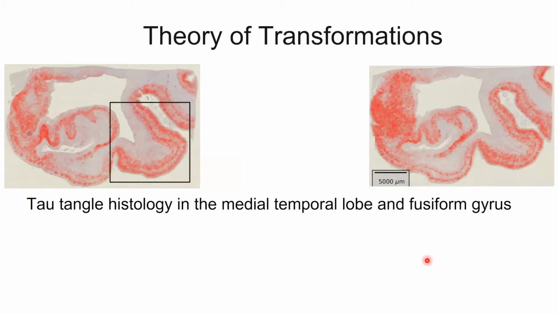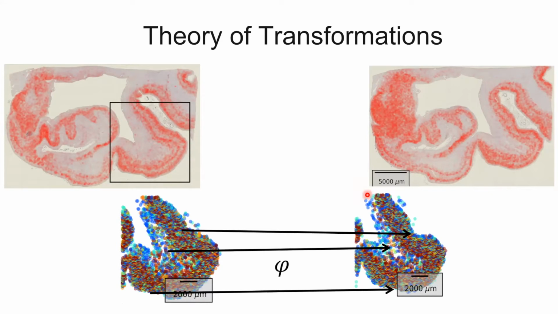So let me tell you what the theory of transformations is in the setting of diffeomorphisms, because I think it's so nice. So here are two examples of tau tangle histology in the medial temporal lobe, and we'll be coming back to that in a minute. I just wanted to expand it. We pulled out the fusiform gyrus, we filled the brain with particles that we detected. And then the idea of the theory of transformations is that the object on the right is in the orbit of the object on the left under phi. So there exists some phi that will carry every point on the right to every point on the left. We can write that mathematically, which we do.